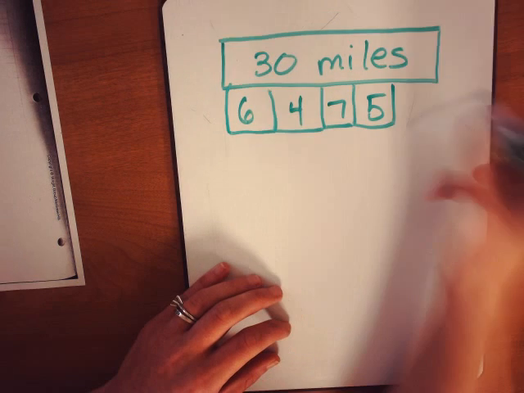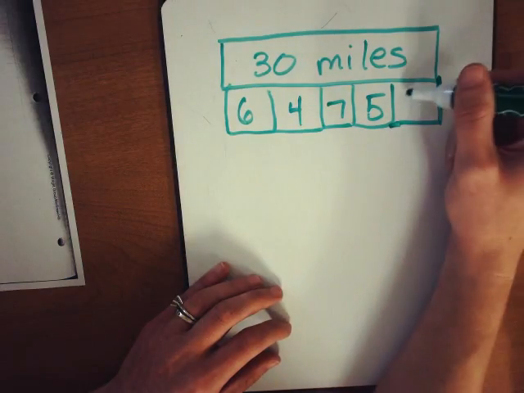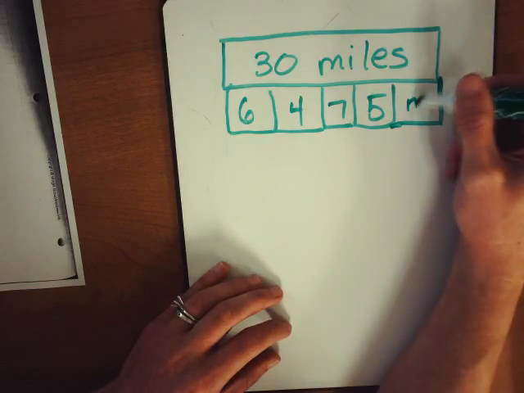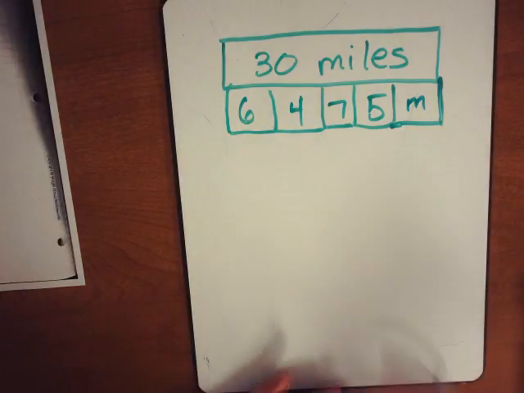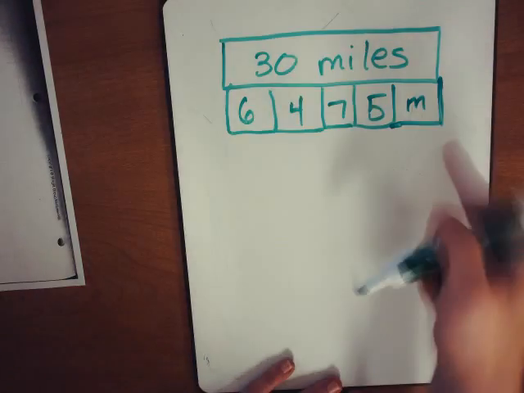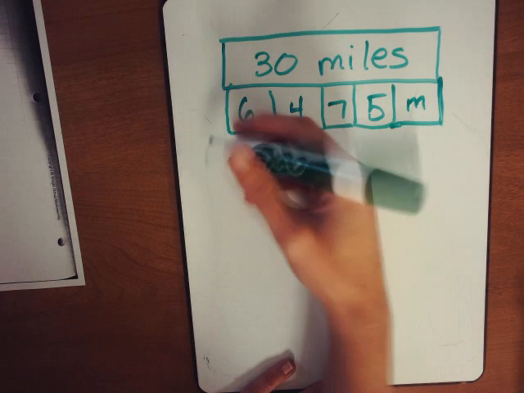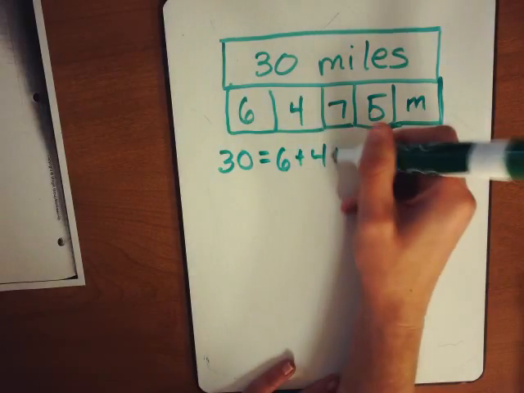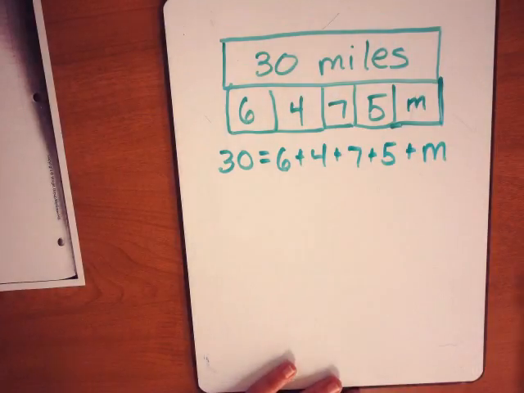So we want to know how many more miles she needs to run. So this is our unknown right here. I'm going to put an M for miles right in that box. Okay, so again, I can write an open number sentence with my unknown. This time I've got my total, right? So I can write 30 equals 6 plus 4 plus 7 plus 5 plus M, our unknown number of miles.